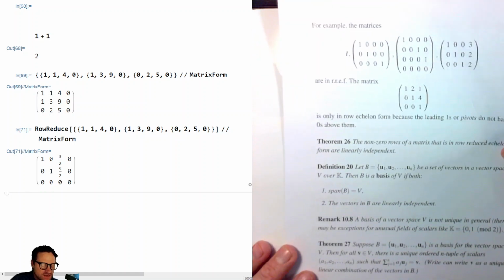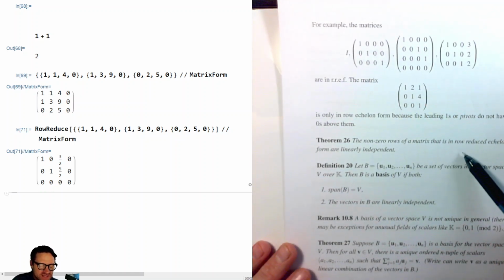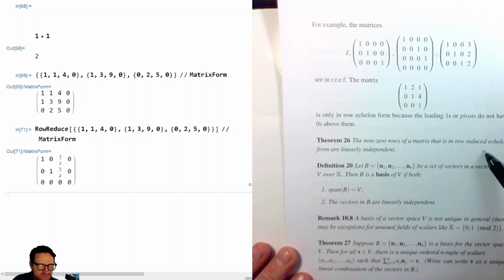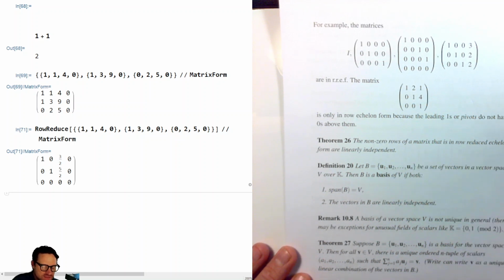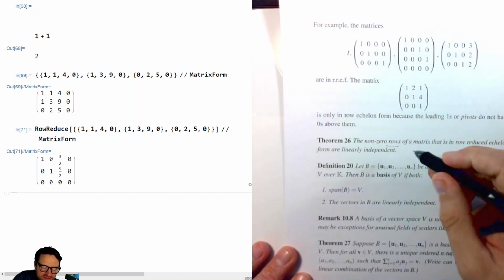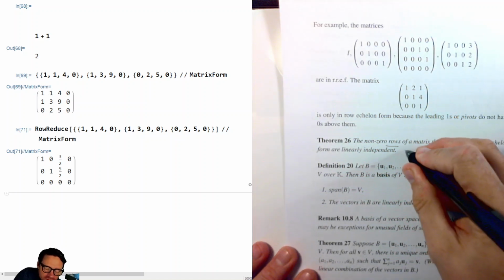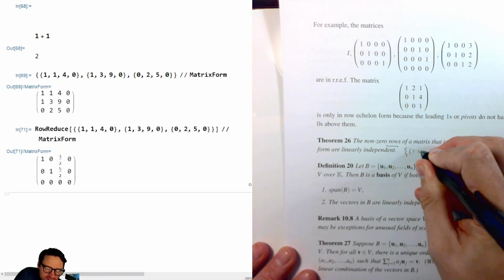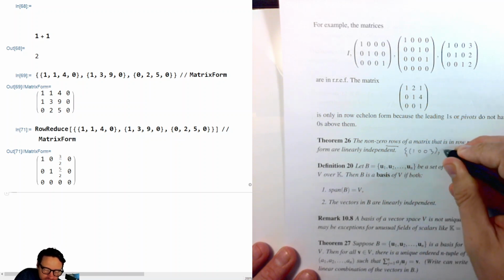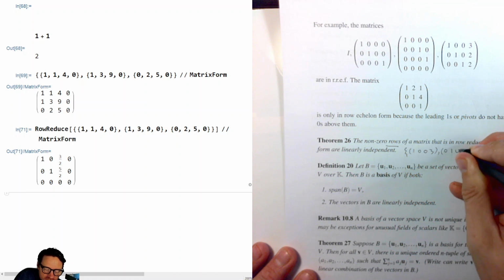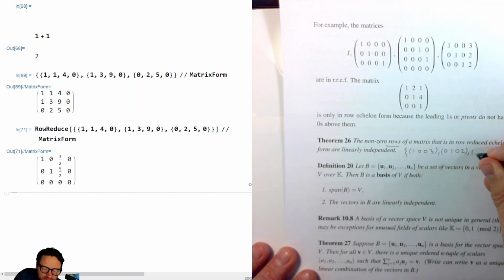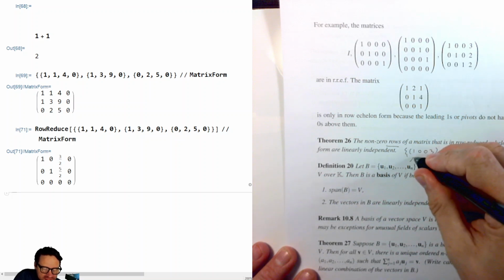Okay, theorem 26. The non-zero rows of a matrix that is in row reduced echelon form are linearly independent. So we're talking about rows here, right? So these 3 are linearly independent. So let's write that example. This set 1, 0, 0, 3, 0, 1, 0, 2, 0, 0, 1, 2 is linearly independent.